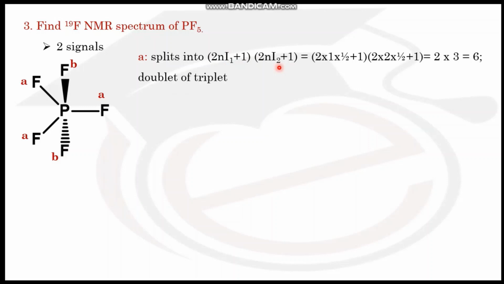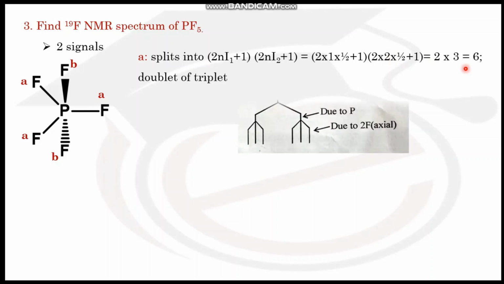Here 2 types of fluorines are there, so one fluorine can cause splitting of the other. First we consider phosphorus, 2 into 1 into 1/2 plus 1, and now we consider the other, the B type fluorine. The number of B type fluorines is 2, so 2 into 2 into 1/2 plus 1, that is overall 6. Here you can see 2 into 3, which we can call a doublet of triplet. When we draw the structure, you will get the correct idea.